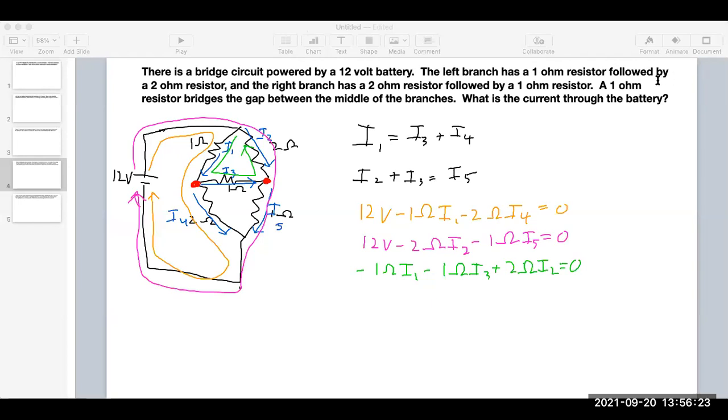All right. So it is just algebra from here on out. Let's see if you can work it out.